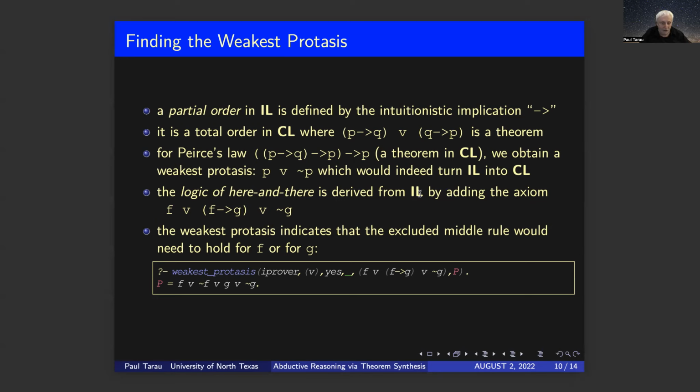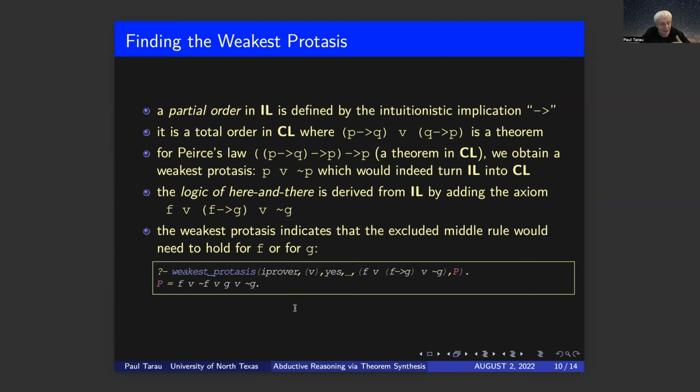You turn intuitionistic logic into the intermediate logic of here and there. So the weakest protasis in this case, when you call it, will say something a bit milder than what you have seen here. It means that for those two that come in this formula, the tertium non datur, the excluded middle, needs to hold. So that needs to hold here, or this needs to hold there.